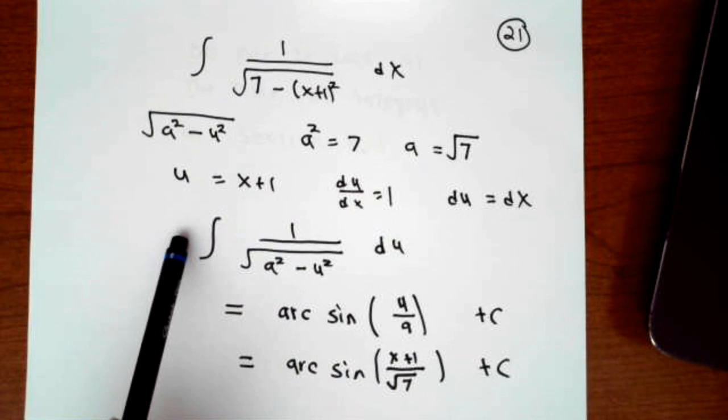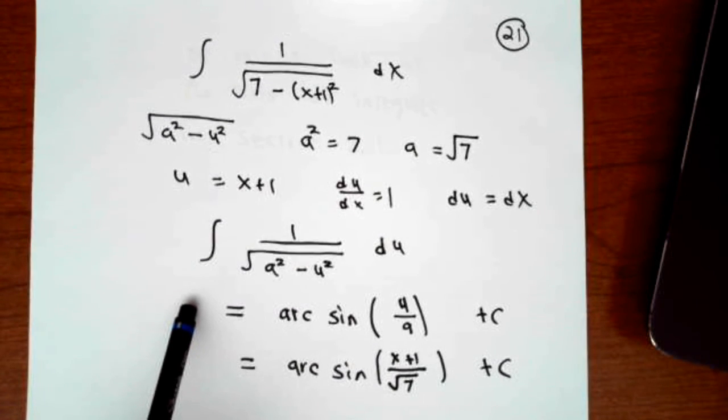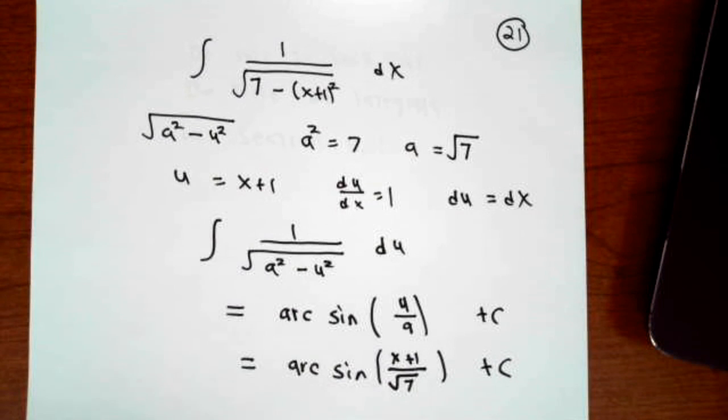This is the integral I have to do. Our list says that this is arc sine of u over a plus a constant. u is x plus 1. a is radical 7. So my answer is going to be the arc sine of x plus 1 over square root of 7 plus a constant.